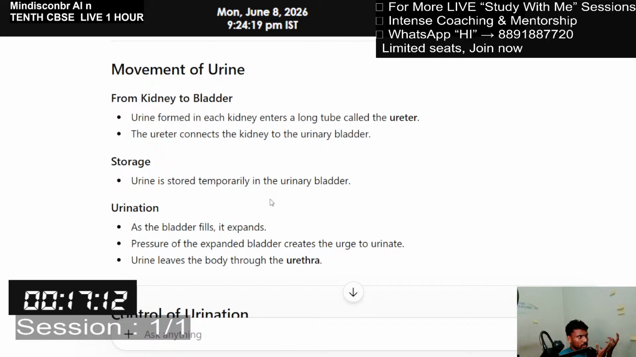So after the formation of urine, urine is formed in each kidney and there is a long tube called the ureter. The ureter connects the kidney to the urinary bladder, and from the urinary bladder to the urethra. The urine is stored in the urinary bladder, and for urination, as the bladder fills, it expands. Pressure of the expanded bladder creates the urge to urinate. Urine leaves the body through the urethra.